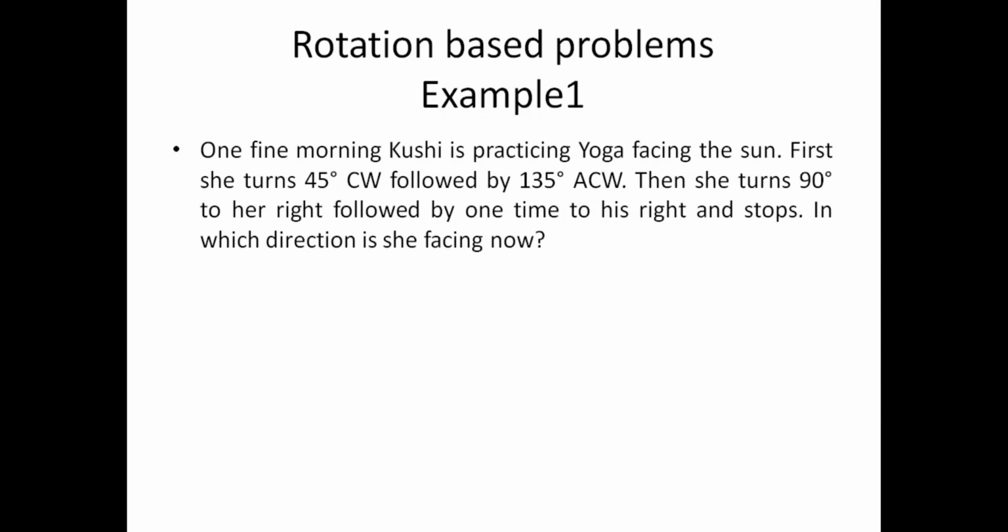One fine morning, Kushi is practicing yoga facing the sun. First, she turns 45 degrees clockwise, followed by 135 degrees anti-clockwise. So first we'll do the question in the regular method. Later we'll see the same question in the shortcut method. So this is the regular procedure.